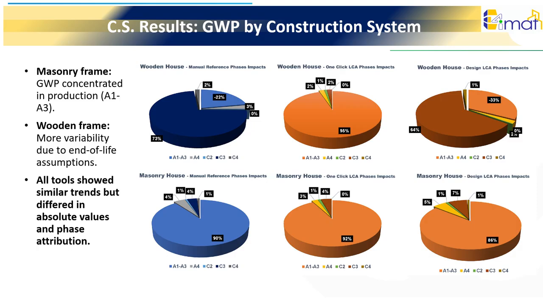materials. In the timber alternative, results show greater variability. This is driven by how each tool handles biogenic carbon storage and end-of-life assumptions, which significantly influence the final GWP. Overall trends are similar, but the absolute values and phase distribution differ across tools, highlighting the importance of understanding the modeling assumptions behind each result.